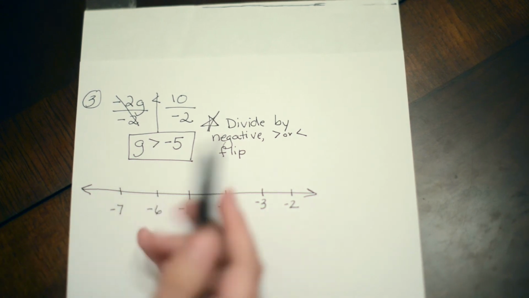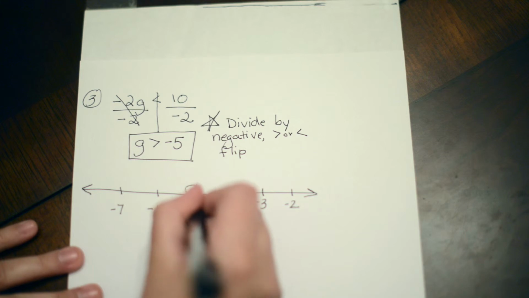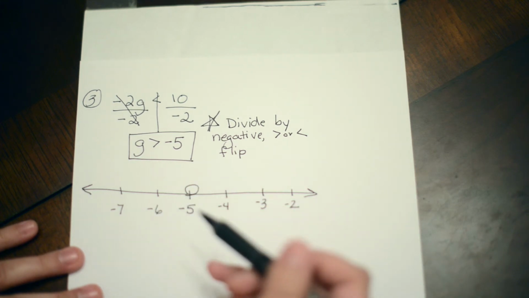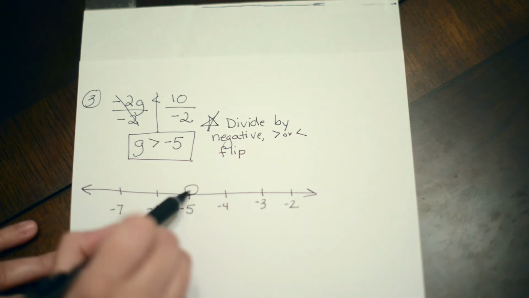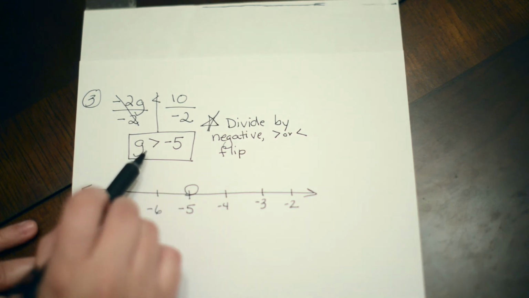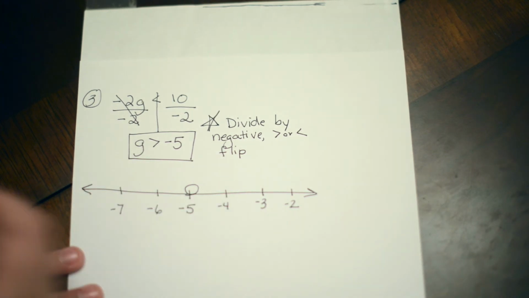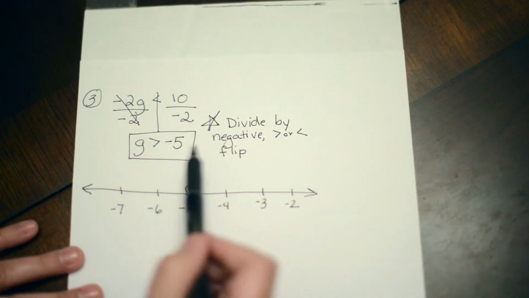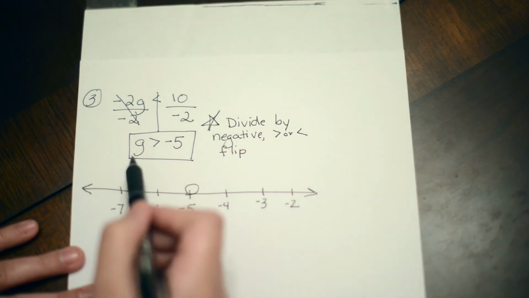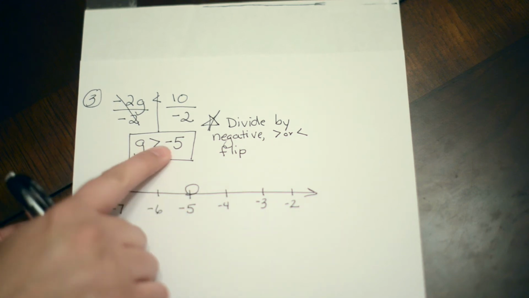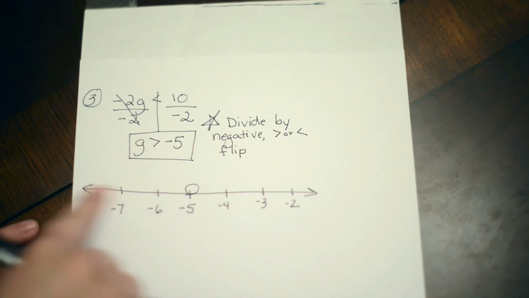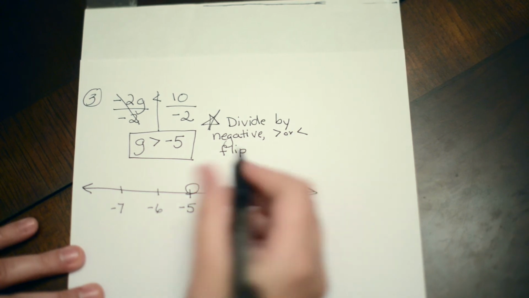Now the question is, when you put your circle, are you going to color it or leave it open? So the rule is you only color it if it's equal to. So is it equal to here? Since it's just an inequality that says greater than, you're going to leave it open. And then you ask yourself, which way am I going to color? Well, your solution, your answers have to be bigger than -5. So which side is going to show you that it's bigger?